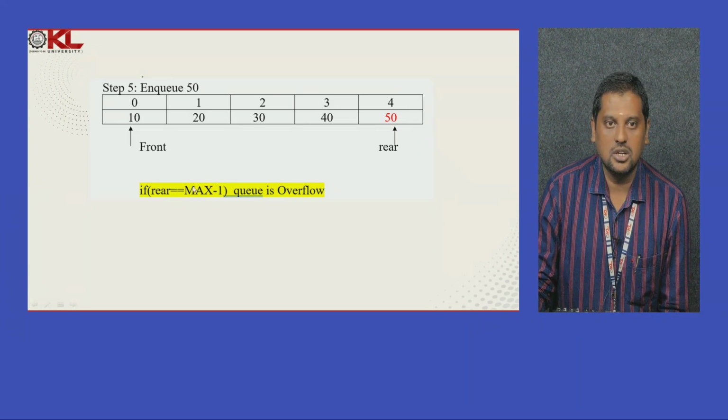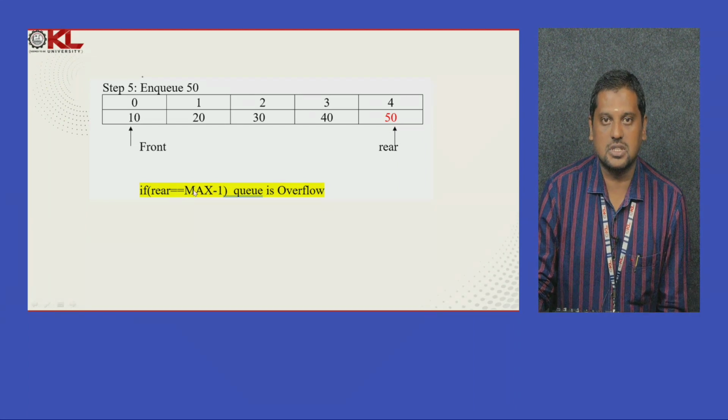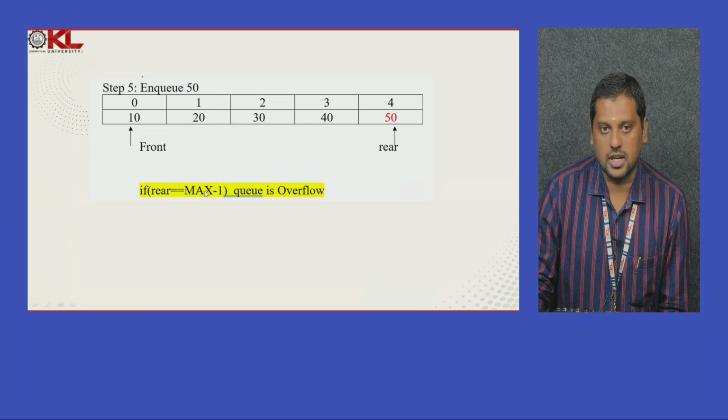So for that we have to set a condition here first, that is initially we check whether your rear value is equal to your max - 1. Max value is 5 here. As of now your rear value is 4. So 4 double equal to 5 minus 1. If this condition is true, we say that the queue is overflow.